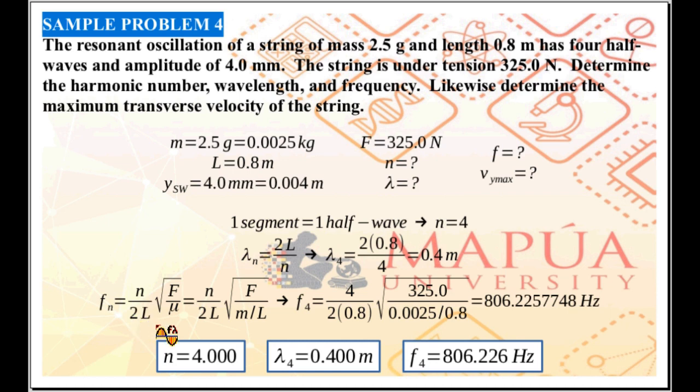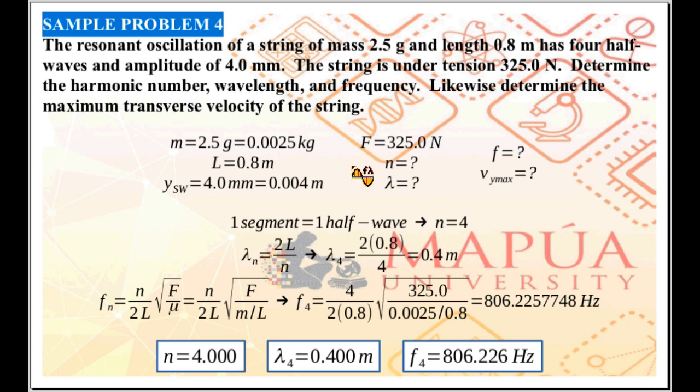And for a standing wave in a string, the harmonic frequencies are given by f_n is equal to n over 2L times the square root of F over mu. Mu is the linear mass density. It's just equal to the mass of the string divided by the length of the string. We know the harmonic number and we know L.